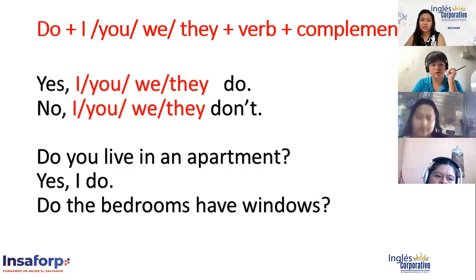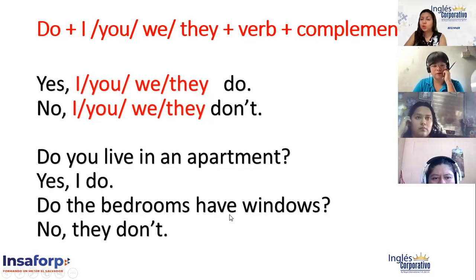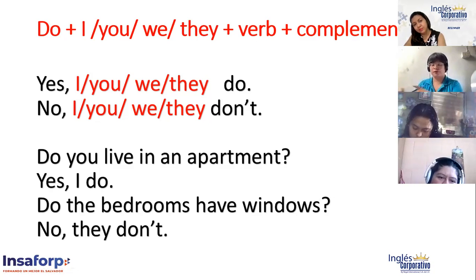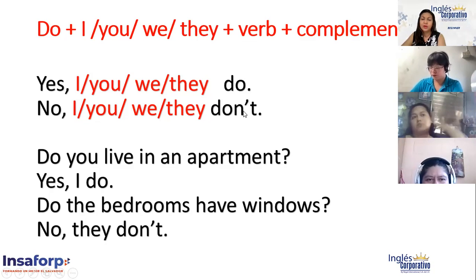Exactly. Another question. Do the bedrooms of your house or apartment have windows? Do the bedrooms, it's plural, right? Do the bedrooms have windows? No, they don't. Or yes, they do. So remember, with I, you, we, and they, we are going to use the auxiliary do for the question and for the answer. Question and answer, okay?